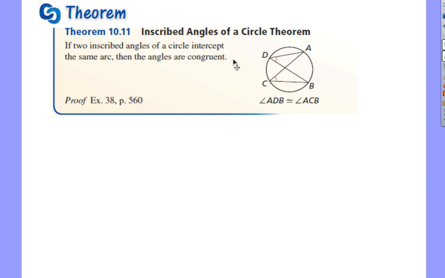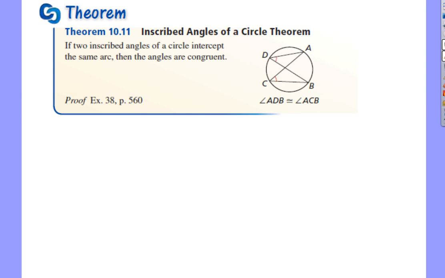What we're saying in this theorem is that if we have two inscribed angles, angle ADB and angle ACB, and those two angles of a circle intercept the same arc, then the angles are congruent. Just think about what happens here. We learned that an inscribed angle ADB is half of the measure of arc AB. Well, ADB is half of arc AB, but so is ACB. So that means they would be congruent in measure.